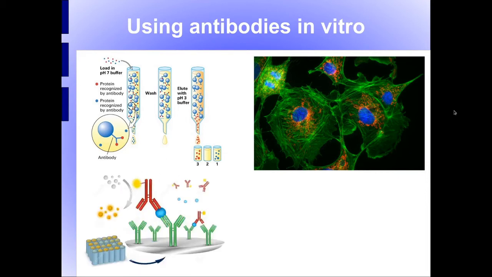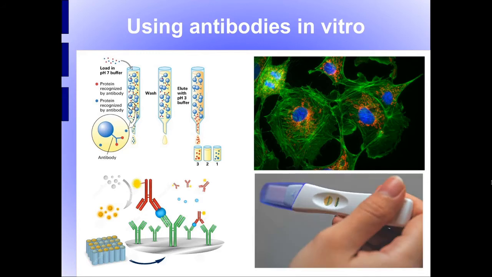We can use antibodies in ELISAs, so this is showing a sandwich ELISA where we have antibodies fixed on a plate and another indicator antibody binding to another part of an antigen. So this is the sort of thing that's used in lateral flow tests like pregnancy test kits, and the lateral flow tests being used for COVID. And this is, of course, an example of a pregnancy test kit.